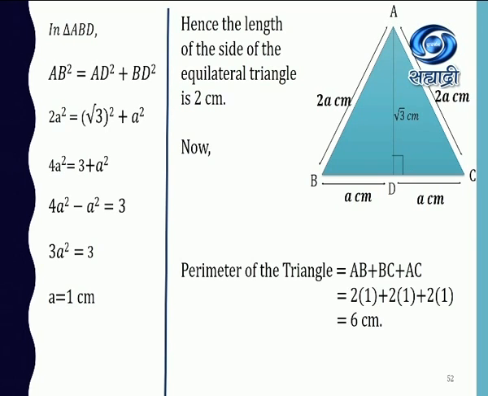So hence the length of each side of the equilateral triangle is 2. If we talk about its perimeter, the perimeter of the triangle will be AB plus BC plus AC, 2 into 1 plus 2 into 1 plus 2 into 1. So 2 plus 2 plus 2 gives us 6.